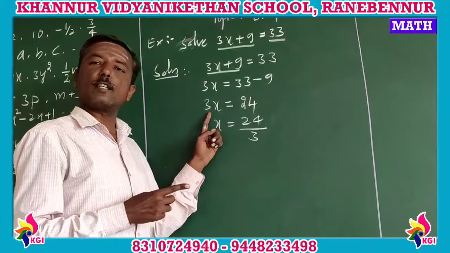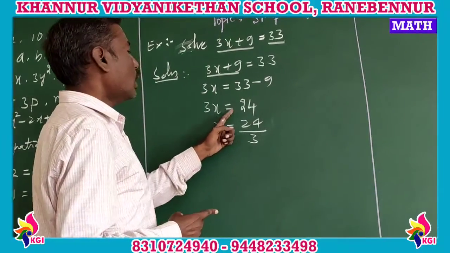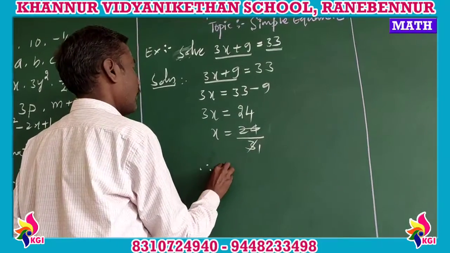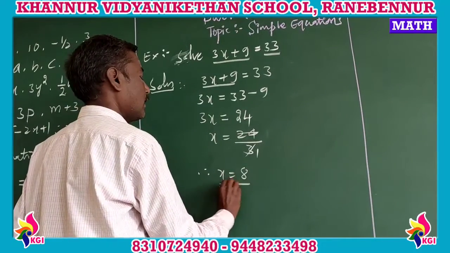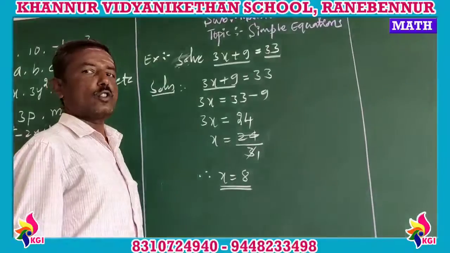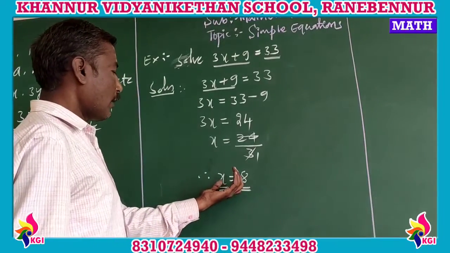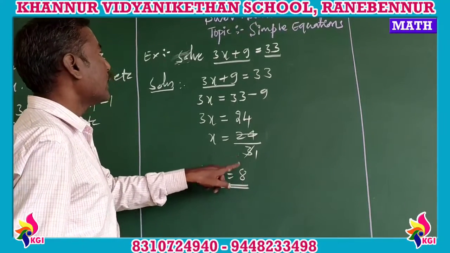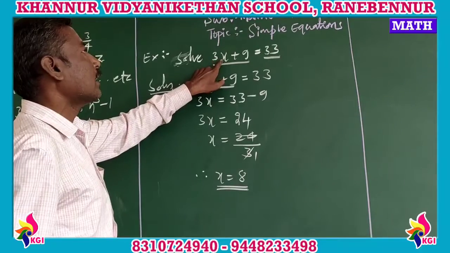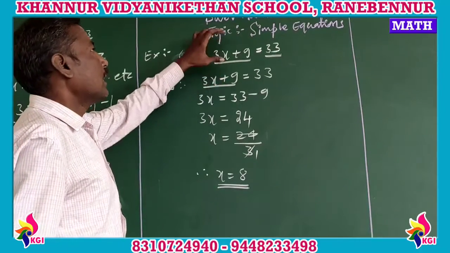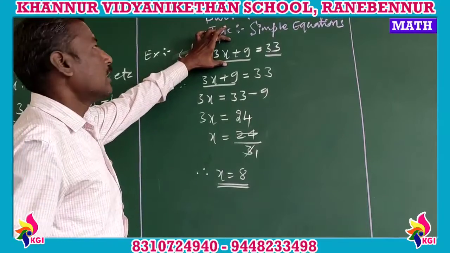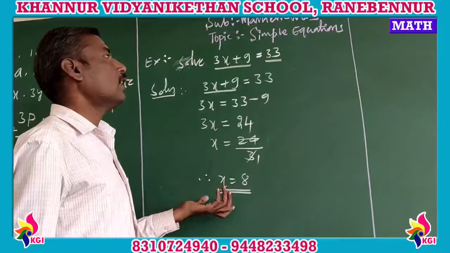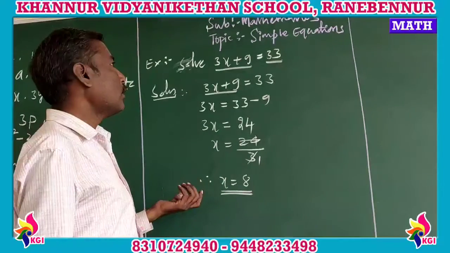Here 3x is the monomial. So therefore x is equal to 24 divided by 3. 3 ones are 3, 3 eights are 24. Therefore the value of x is 8. So from this we can come to the conclusion that when the x value 8 is put in the given equation 3x plus 9, the LHS becomes 33, therefore LHS is equal to RHS. This is a verification. In this way we find out the value of x.